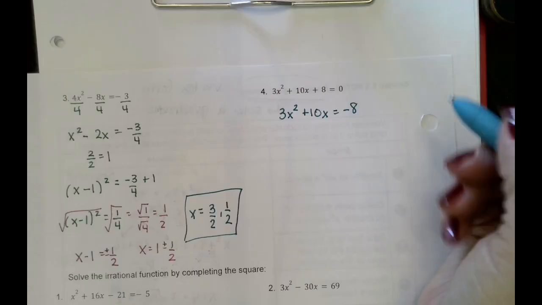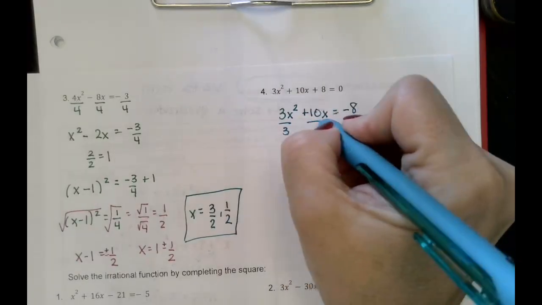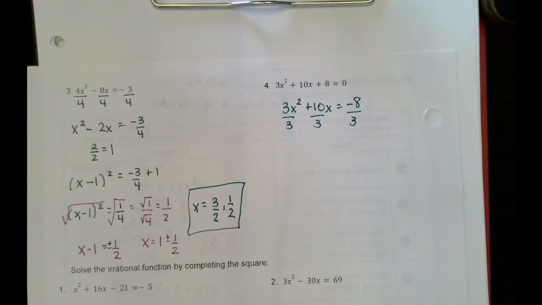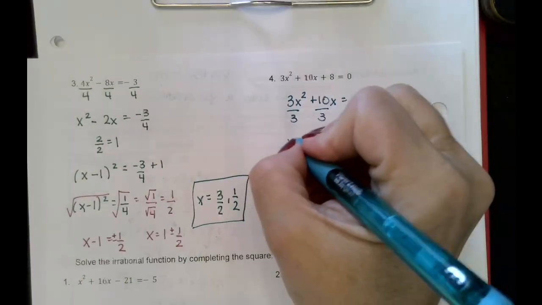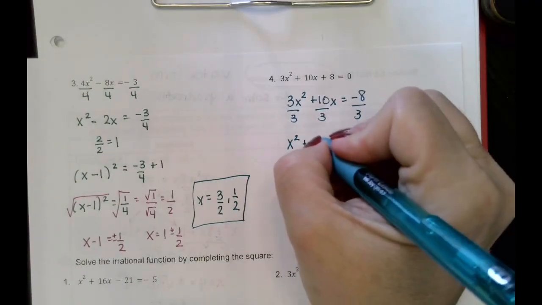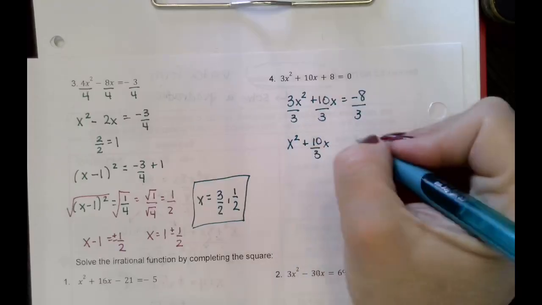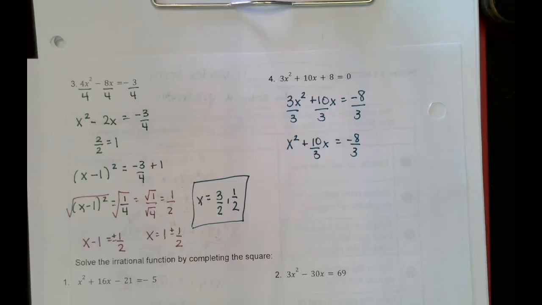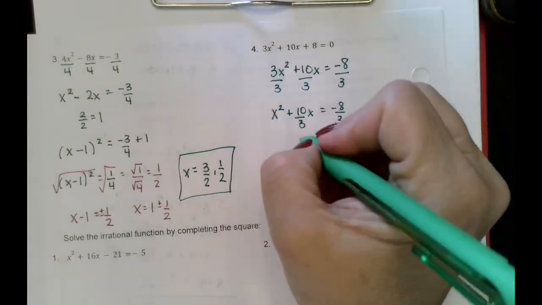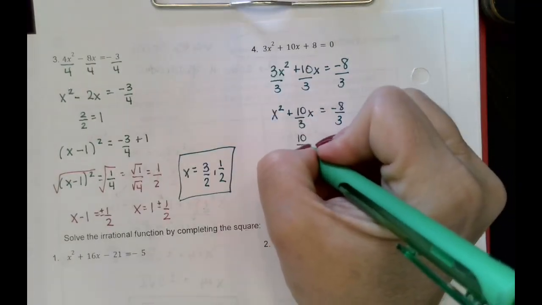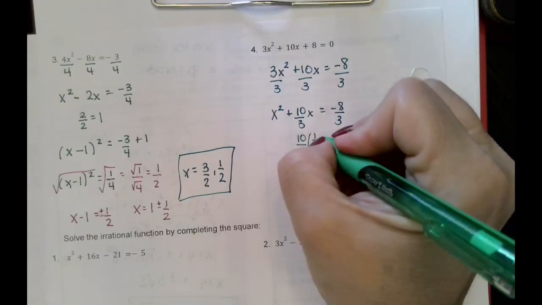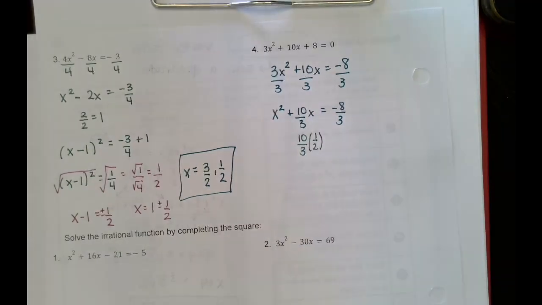So first thing, I'm going to move that over. I'm going to divide everything by 3. So when I do this, I have x squared plus 10 over 3x equals negative 8 over 3. All right, so now remember the goal here. I have 10 over 3. The goal is to take half of this. So if I take half of this, this is the same thing as multiplying by 1/2.